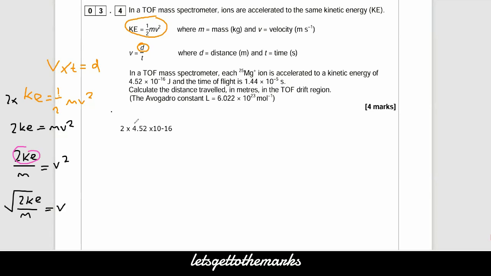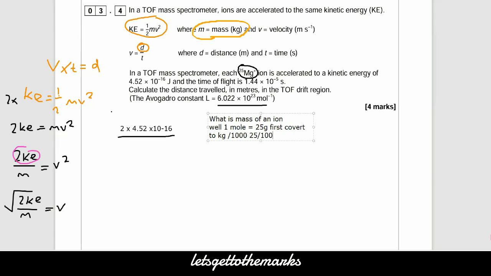So we're going to do 2 times 4.52 times 10 to the minus 16, because that was the joules, that was the kinetic energy. Now I want to divide it by the mass. Here comes the tricky bit. The mass, well, we know the mass of one ion is 25. That's its mass number. But what does that tell us? Well, the mass is 25 grams per mole. What did we say earlier? We need the mass in kilograms. So I need to do 25 divided by 1,000, which is going to get me the mass in kilograms, which is 0.025 kilograms.